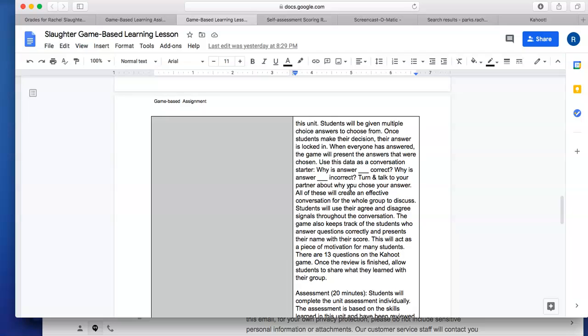It does not call students out if they are incorrect, though, so I think that's important. It doesn't embarrass them. All of these will create an effective conversation for the whole group to discuss, so it helps students understand their mistakes and realize what they need to do on the assessment. Students will use their agree and disagree signals throughout the conversation.